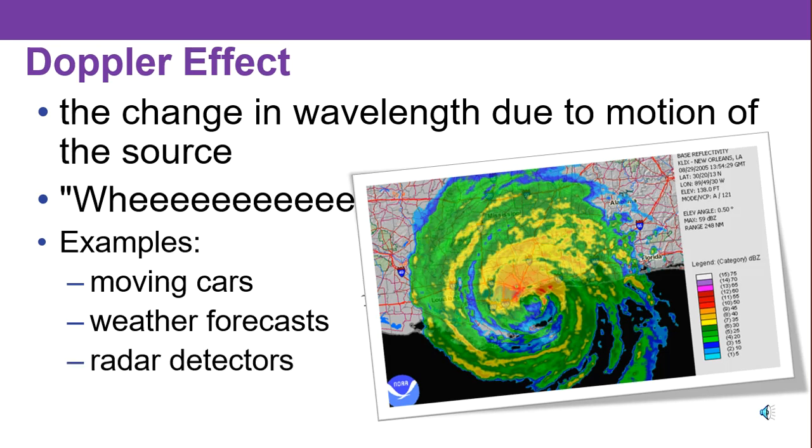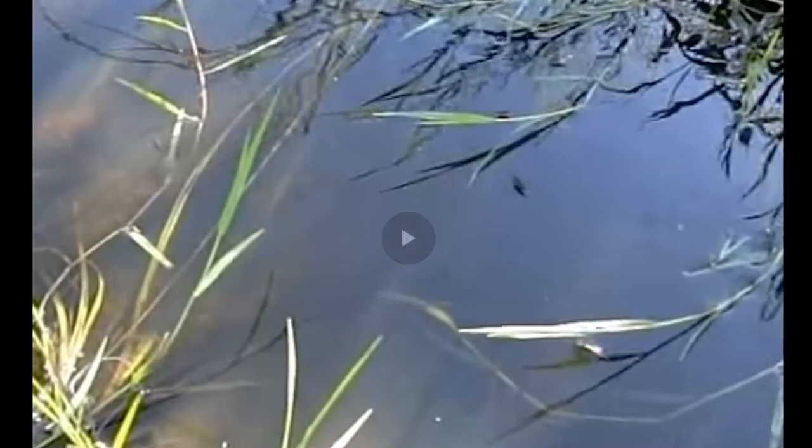The Doppler effect is also used in police radar for determining speeds of vehicles. It's also used for air traffic control as well, for determining speed in some cases.